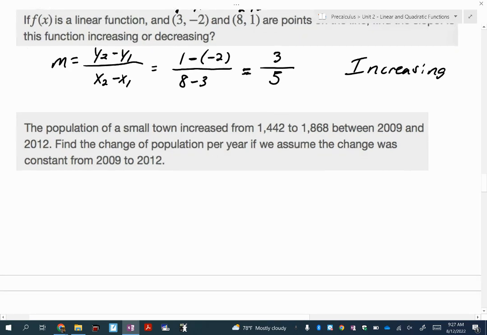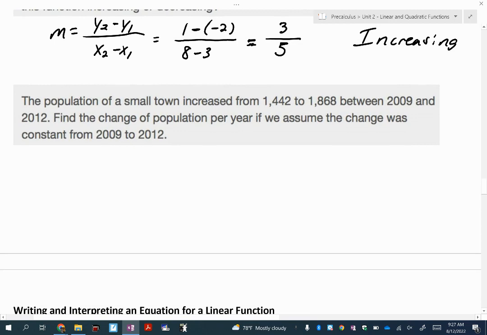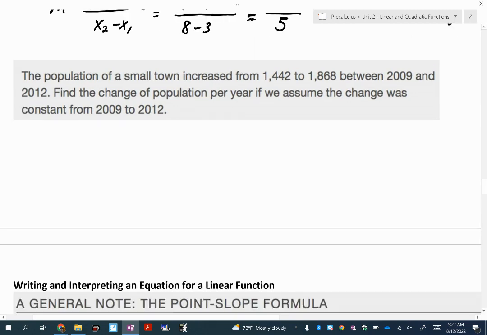All right, let's talk about this population of a small town. So it increased from 1,442 to 1,868 people between these 3 years, 2009 to 2012. Find the change in population per year if we assume, so big assumption here, that the change was constant. So I'm going to do my ordered pairs as 2009, there were 1,442 people, and 2012, there were 1,868 people.